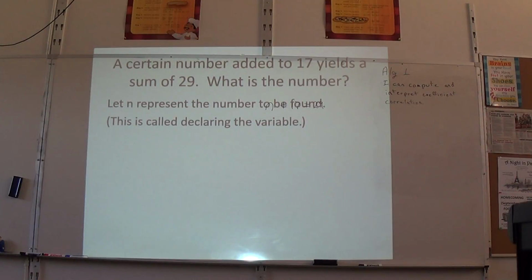Okay, so n can represent the number to be found. That's declaring the variable. So 17 plus n, or n plus 17, equals 29. Subtract 17, we get n equals 12.